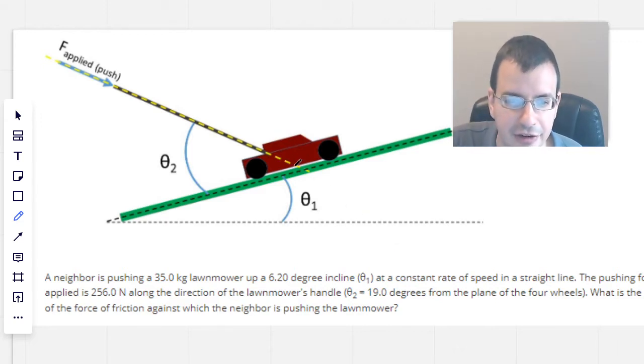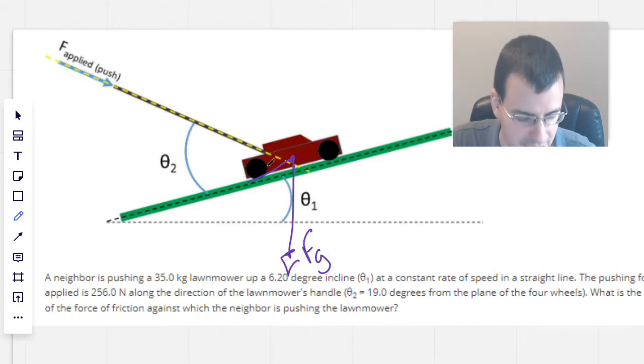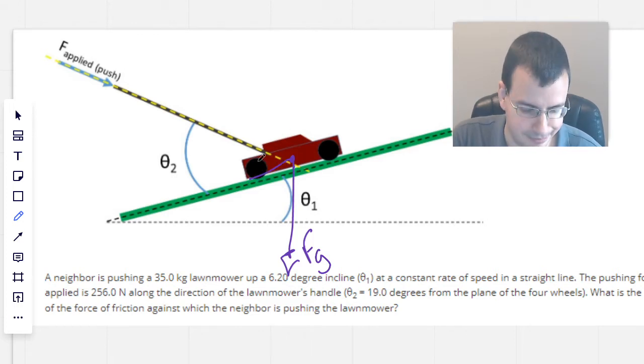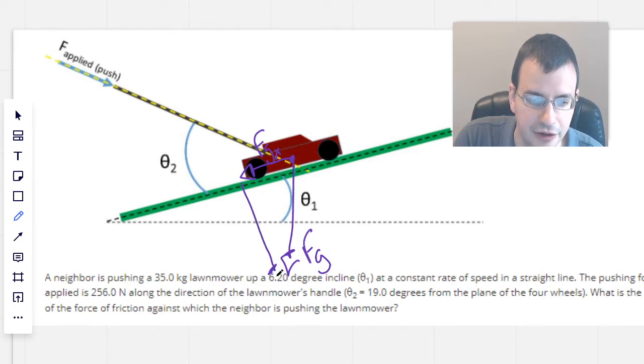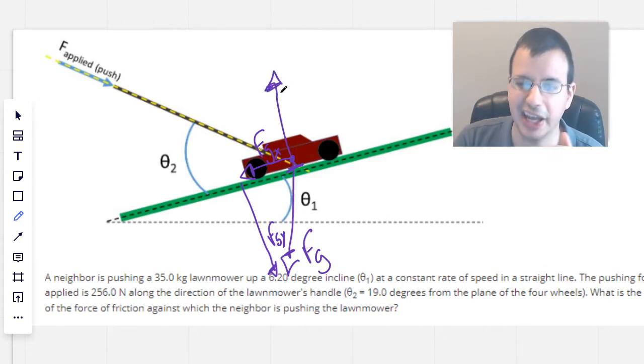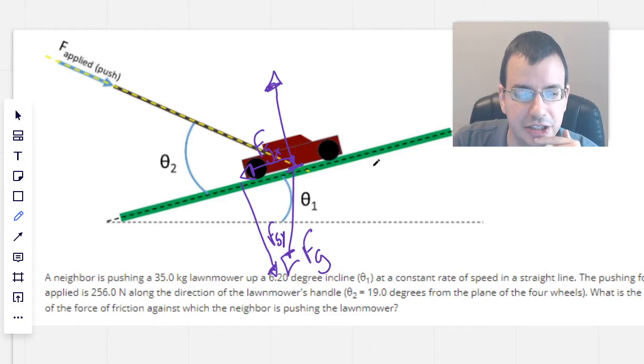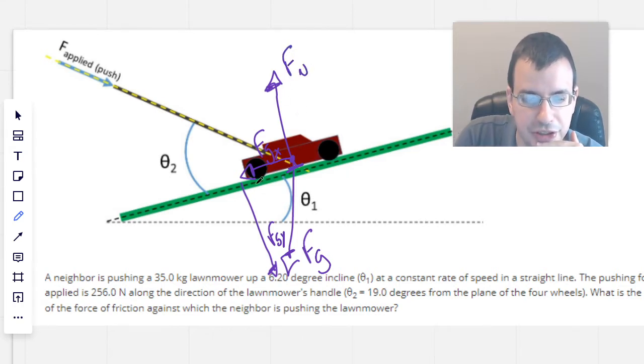So we have a force gravity going down like this. I'm going to redraw this. This will be force gravity in the x direction, and this will be force gravity in the y direction. That force gravity in the y direction, and I have my axis tilted so that it's parallel with this ramp here, is going to create a normal force.